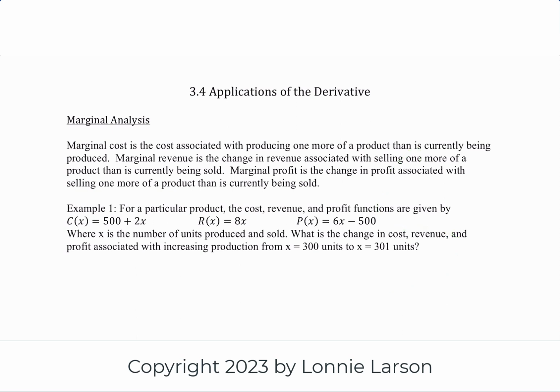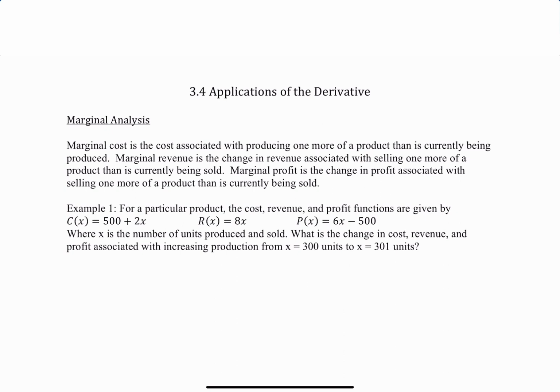The derivative has many applications in business and economics. For example, marginal analysis. Marginal cost is the cost associated with producing one more of a product than is currently being produced. That's the idea of this marginal stuff. What happens if you do one more of the thing you're doing?